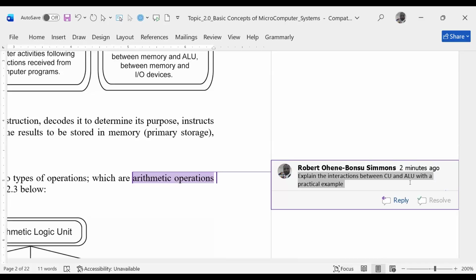Do you understand this question? If you don't understand, let me explain it further. Do you understand it? No, sir. A little. Okay. Explain the interaction between the two. First, you need to define what is called CU. The next one, ALU. Then after that, you explain how these two components work together. Then you give an example.